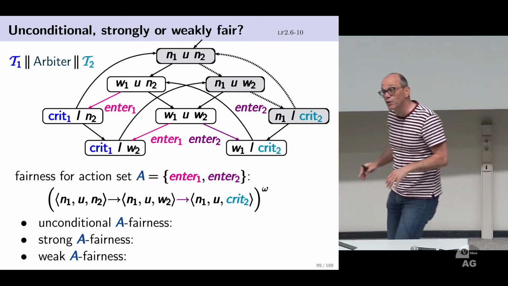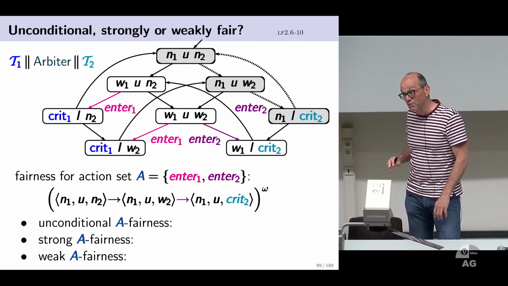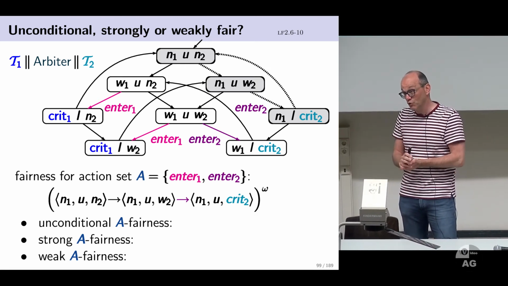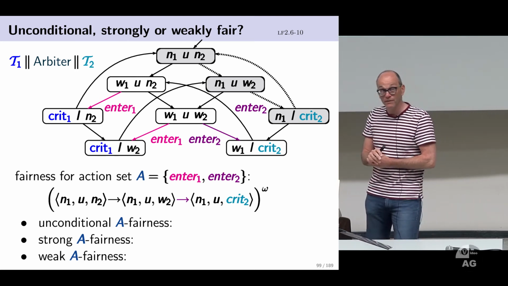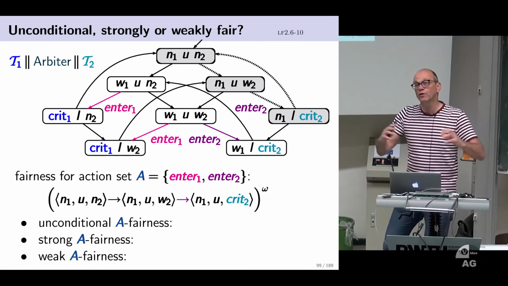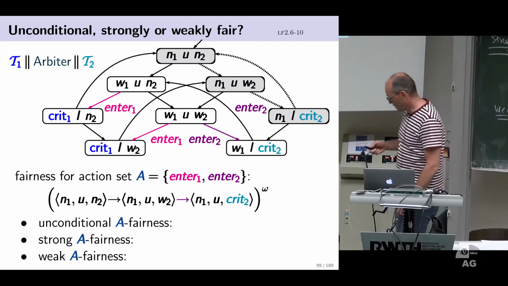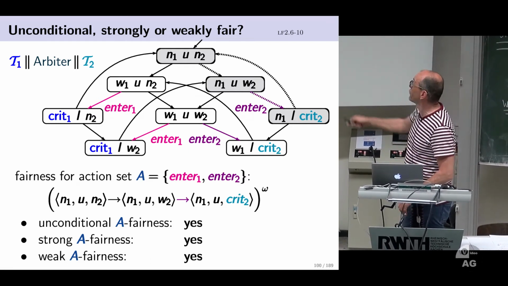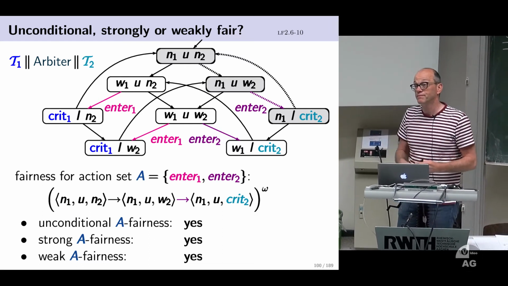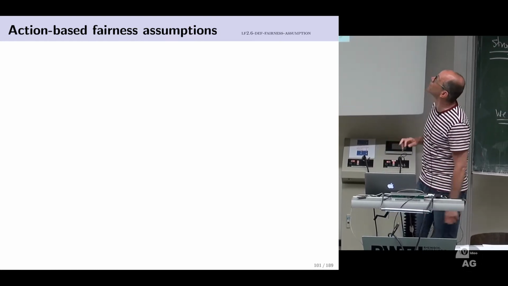Maybe you don't like that we don't take enter 1 infinitely often, but then this means we are not imposing the right fairness assumption. This is not the right fairness assumption to rule this behavior out. So I'm trying to play a bit with this set to give you some feeling about how to get to a set that rules out the right behaviors. So this is unconditional fair, but if it's unconditional fair, it's also strong fair, it's also weak fair. So that's, again, easy.